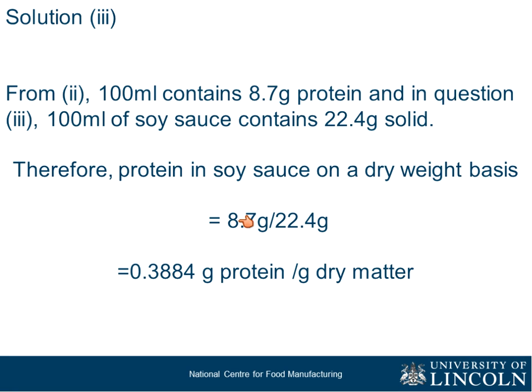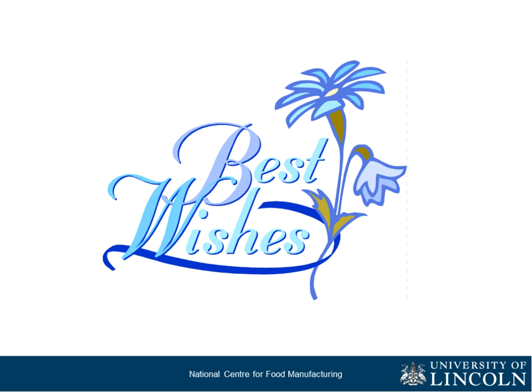So all you need to do is just divide, and you have 0.3884 gram of protein in every gram of dry matter. Understand? Good. In every gram of dry matter, you have 0.3884 gram protein. So that's the final answer, and I wish you the very best in your exam. Any question?